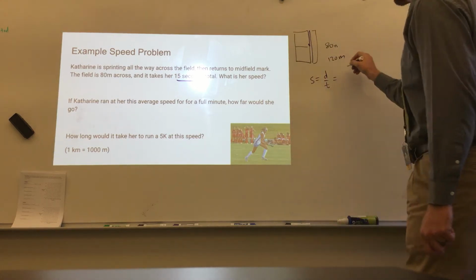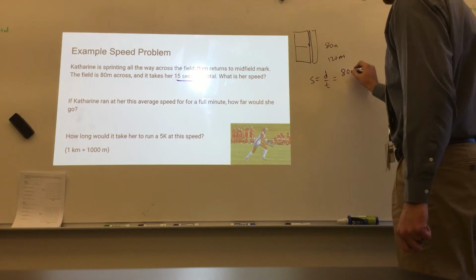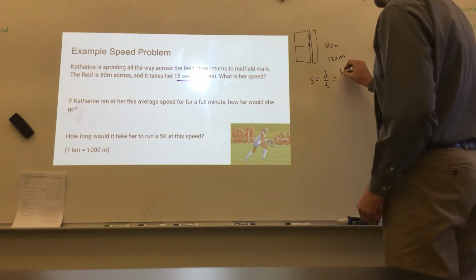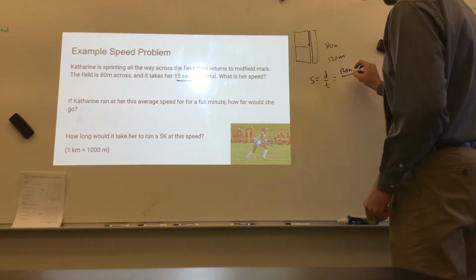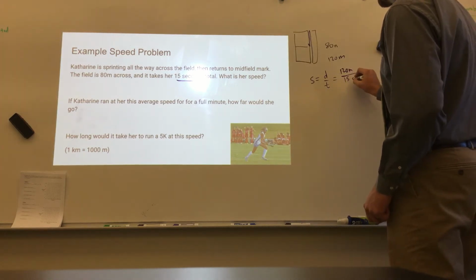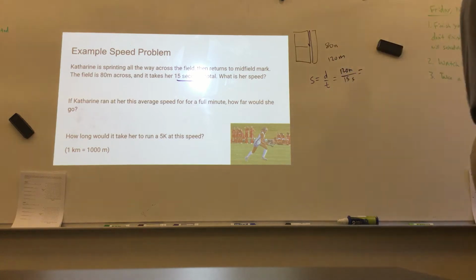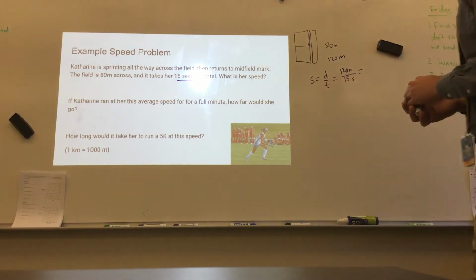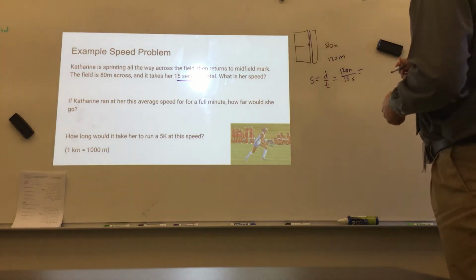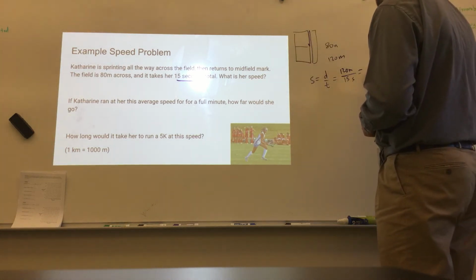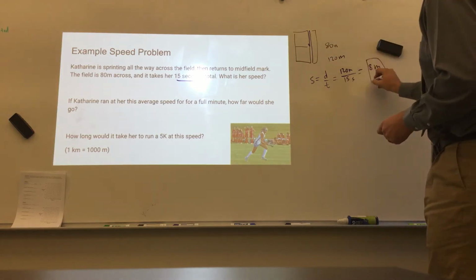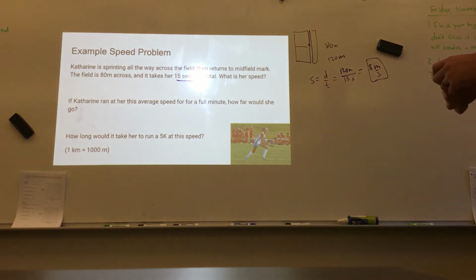Our D is 80 meters. Sorry, not 80, 120. My bad, 120 meters. Her time is 15 seconds. And you should then calculate what that value is. If I'm doing that quickly in my head, I believe that's 8 meters per second. That's your answer for the first part.